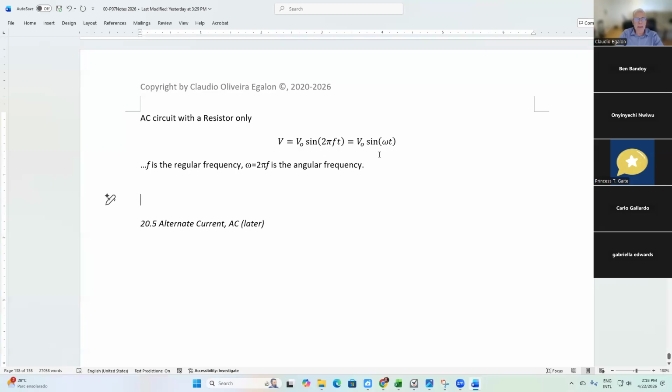Okay, so the voltage that we get at home is 110 volts. And 110 volts is this term right in here. The frequency that we get at home is 60 hertz and varies from country to country.